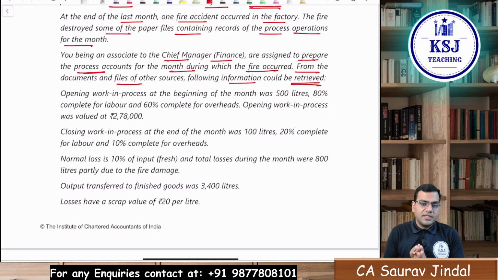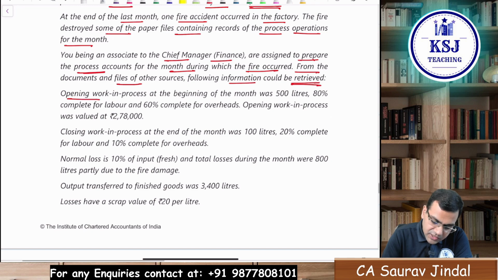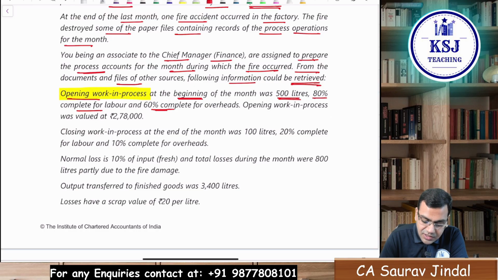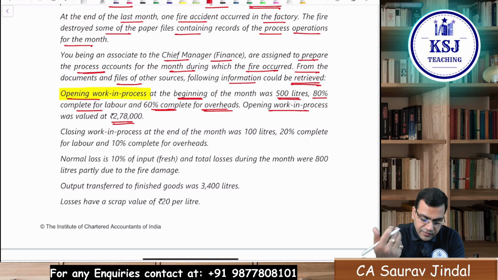Okay, let's see what is the information that could be retrieved. Opening work in progress. So something related to the opening WIP is given. That opening WIP at the beginning of the month was 500 liters, 80% complete for labor and 60% complete for overheads. Opening WIP was valued at 2,78,000. Sir, what about the material? No information is given regarding what is the material cost that is incurred on opening WIP. We will see if something is given related to that.